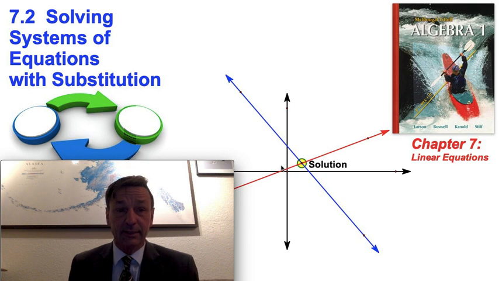Today's topic is substitution with systems of linear equations. If you are following along with the McDougal Littell Algebra 1 textbook, you will find this in Chapter 7, Section 2. In Section 1 you learned a little bit about linear equations, and here we're going to solve systems. Systems means we have two linear equations on the same plane.